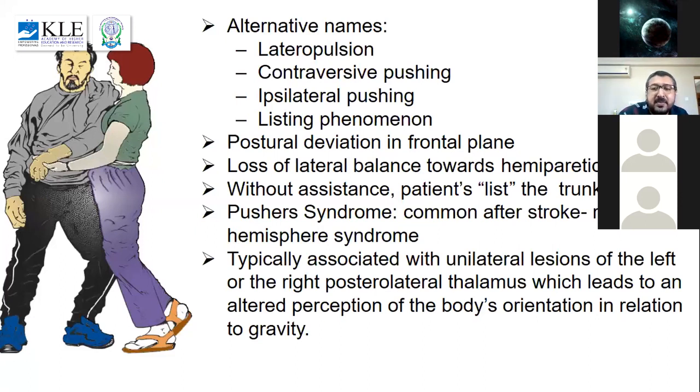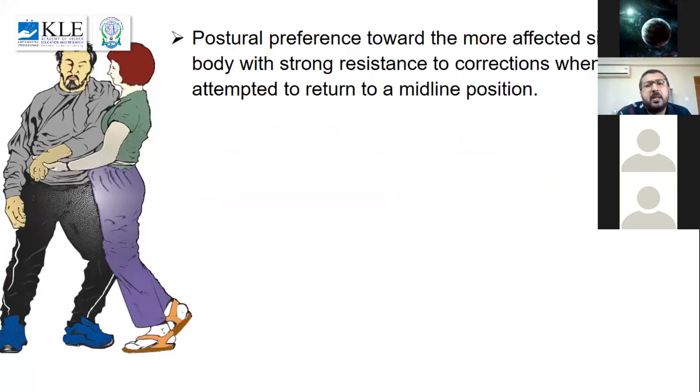So pushers are mainly seen in right hemisphere damage, and to be more specific, in the case of posterior lateral thalamus region damage or injuries to those regions or its projections. The preference for these patients is basically to lean towards or push towards the affected side.